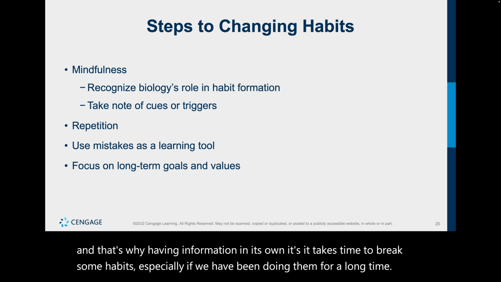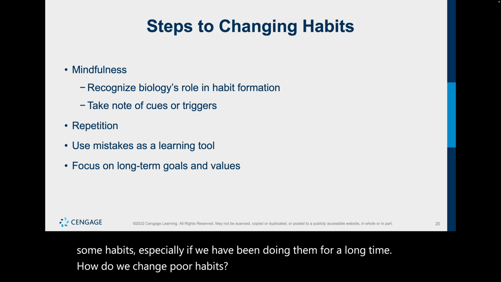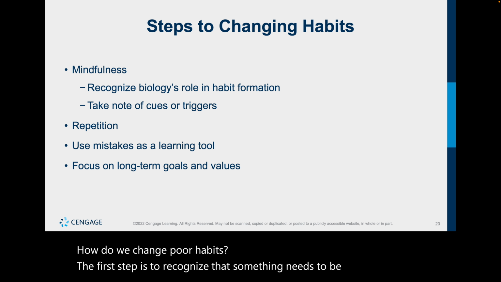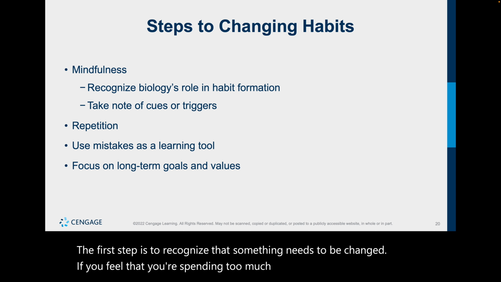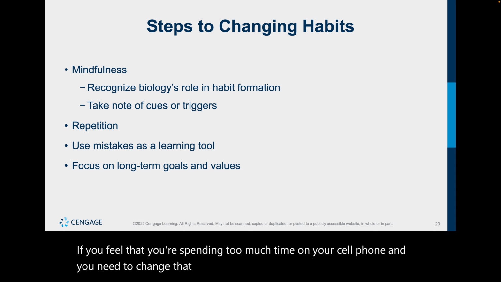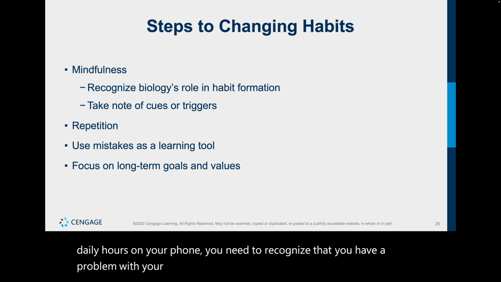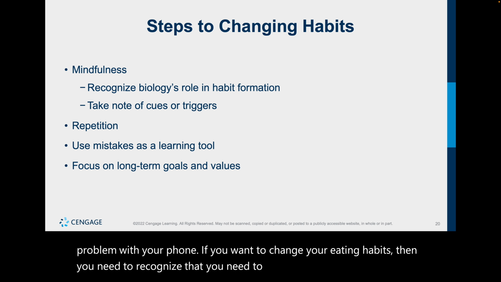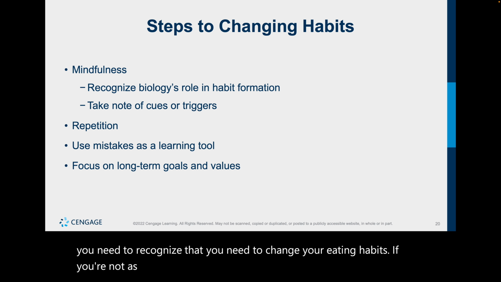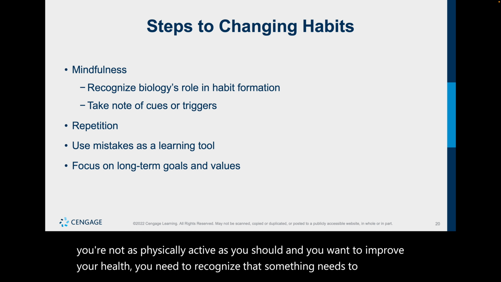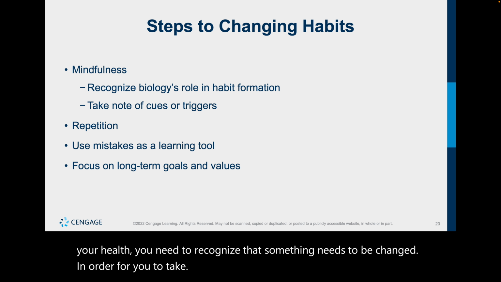How do we change poor habits? Well, the first step is to recognize that something needs to be changed. If you feel that you're spending too much time on your cell phone and you're consuming too much of your daily hours on it, you need to recognize that you have a problem with your phone. If you want to change your eating habits, you need to recognize that. If you're not as physically active as you should and you want to improve your health, you need to recognize that something needs to be changed in order for you to take steps to change.